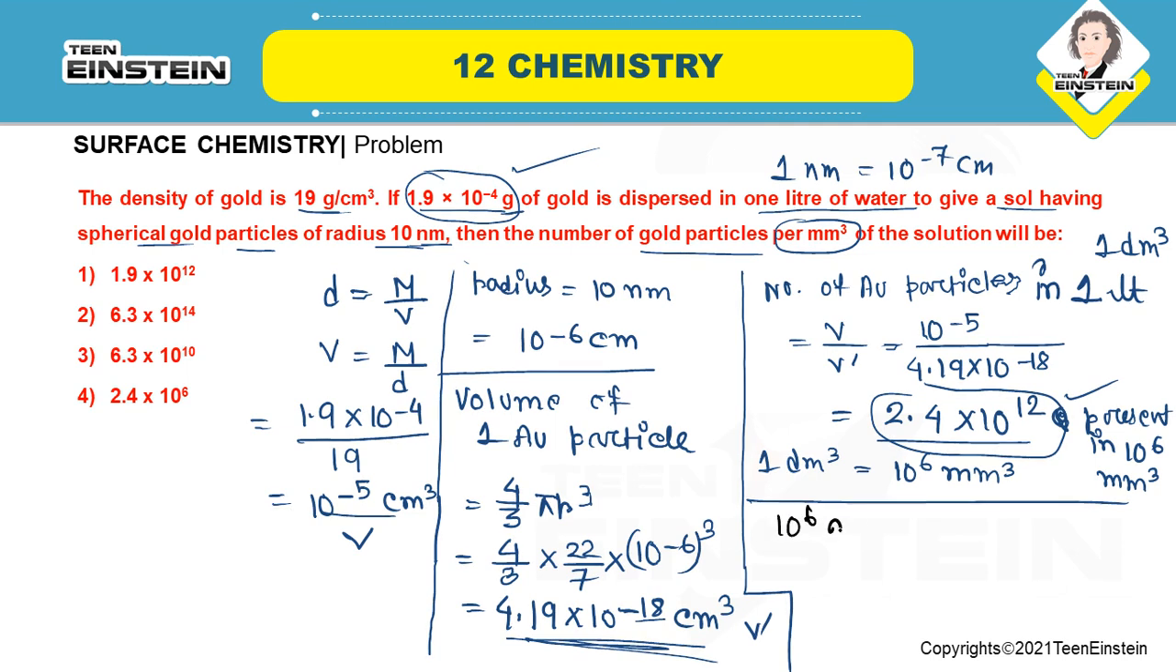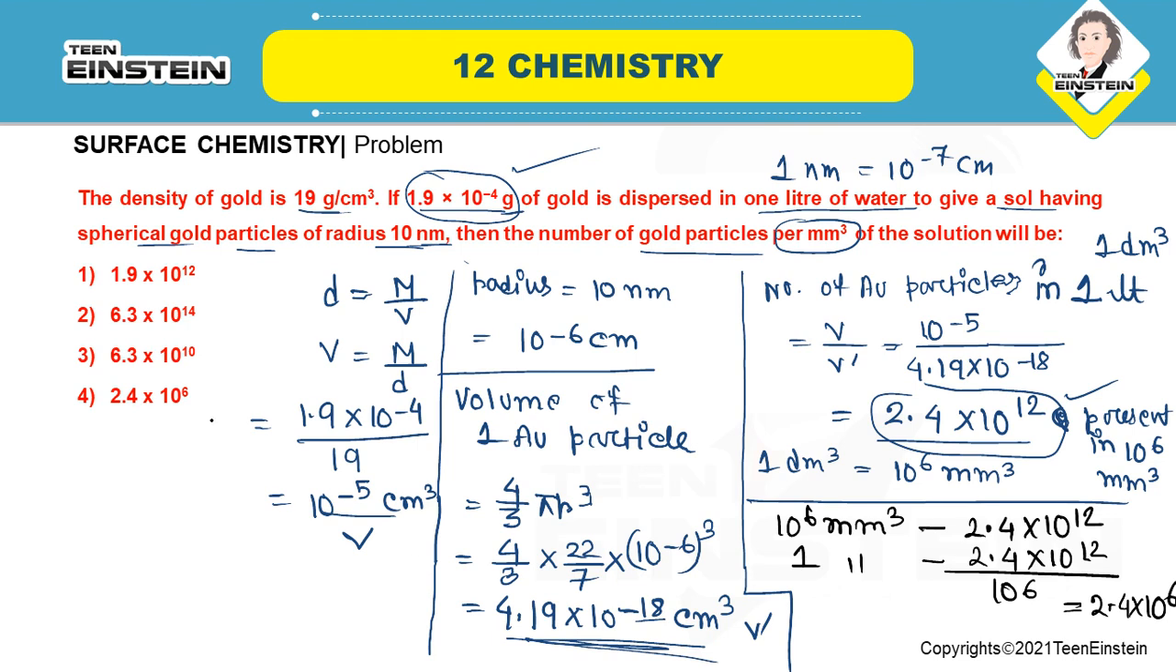10 to the power 6 millimeter cube contains 2.4 × 10 to the power 12 particles. So for 1 millimeter cube, simply divide by 10 to the power 6. And this will be 2.4 × 10 to the power 6. So which option is correct? Last option, option 4.